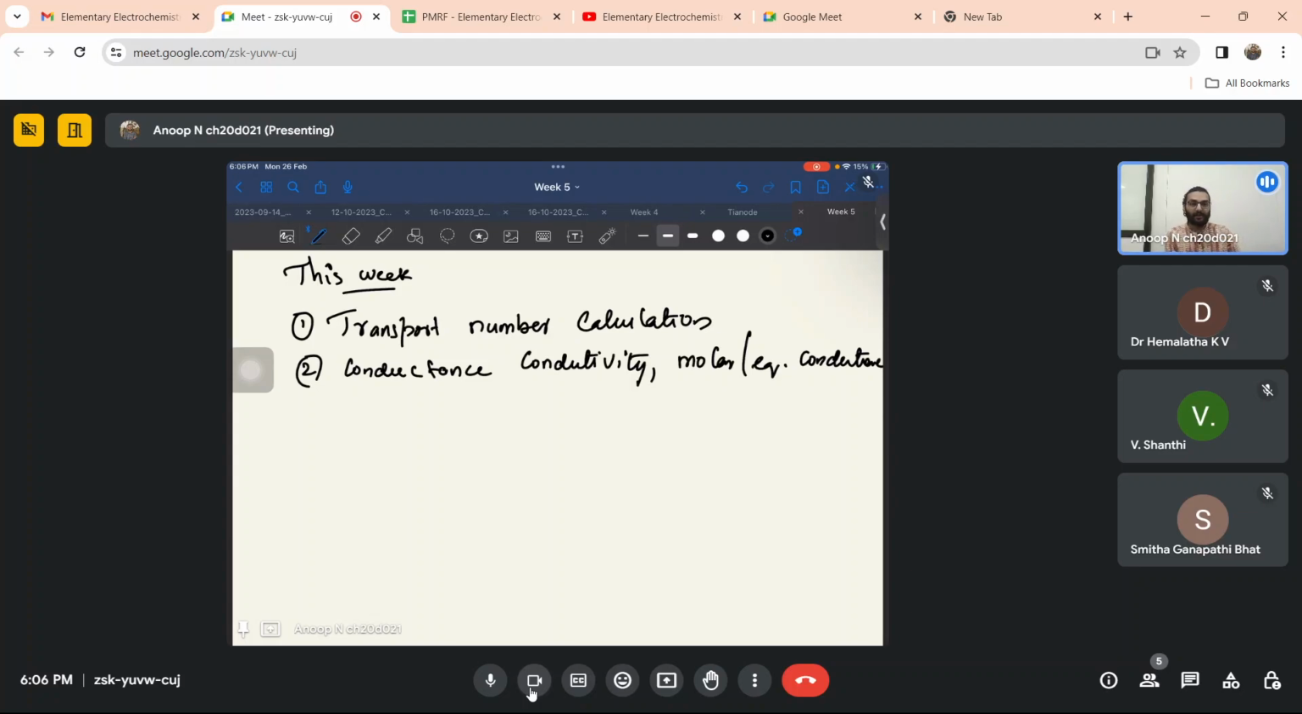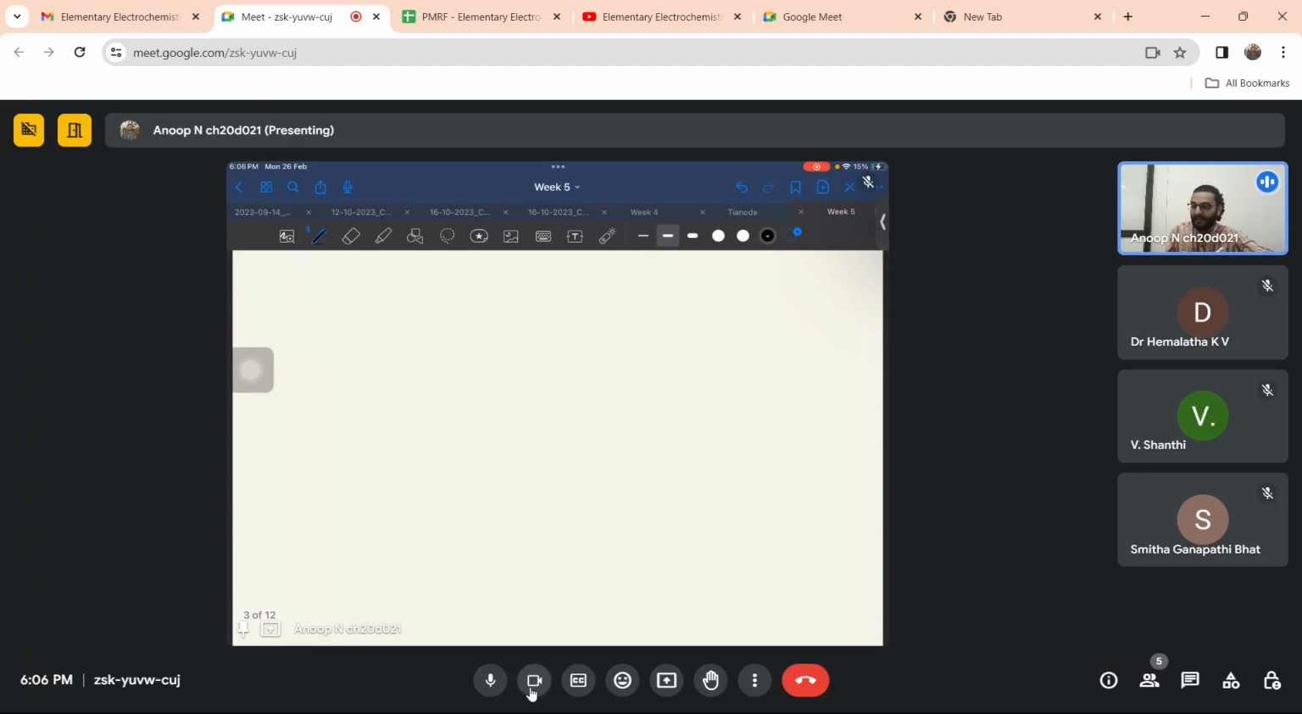Yeah, this week, what we have seen in the lectures are two types of things. One is the transport number calculation, and second one is the conductance, conductivity, resistance, and all those kinds of things. Before going into that, since some of you asked questions regarding last week's homework, Hamalada, Smita, all of you able to solve that question, what is the potential of 0.01 molar Fe3 plus? Did you all get the correct answer? Assignment 4.